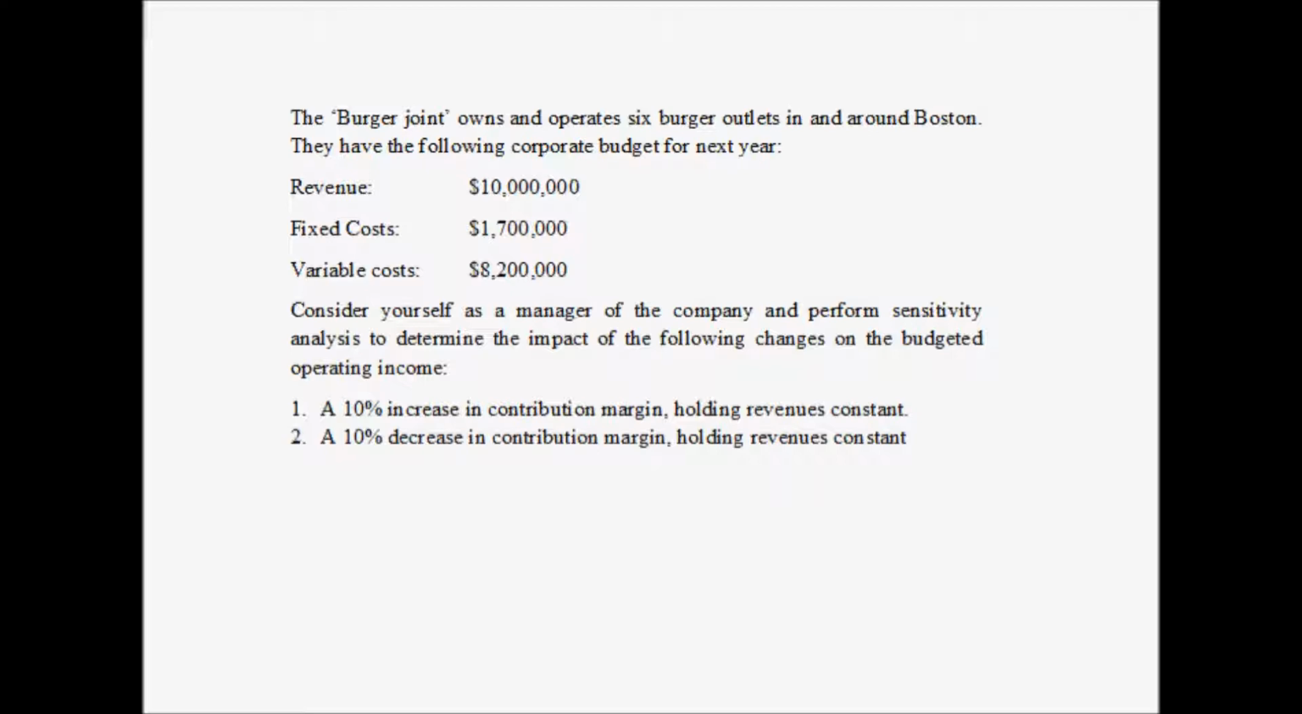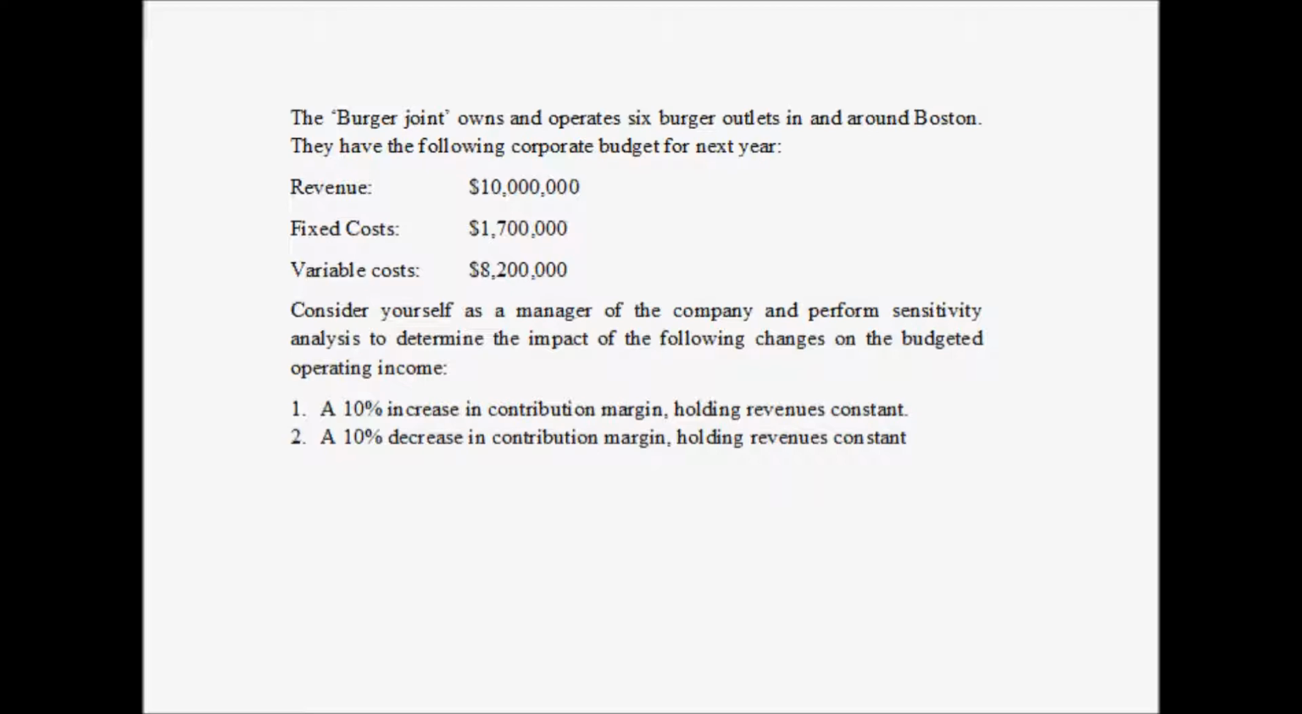Now you are performing sensitivity analysis to find out what happens if there is a change in any of these numbers. How will the operating income fluctuate with the change in these numbers? So first change that you are going to analyze is a 10% increase in contribution margin with revenues being constant. So revenue is not changing, but there is a 10% increase in contribution margin. So what is the impact on the budgeted operating income?